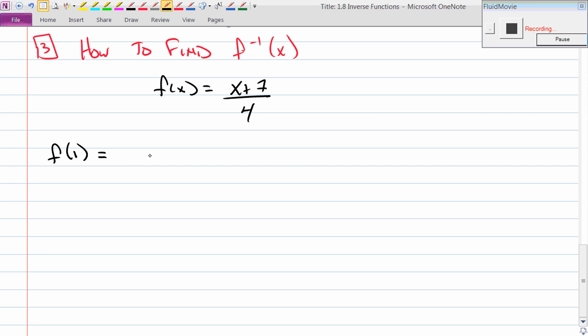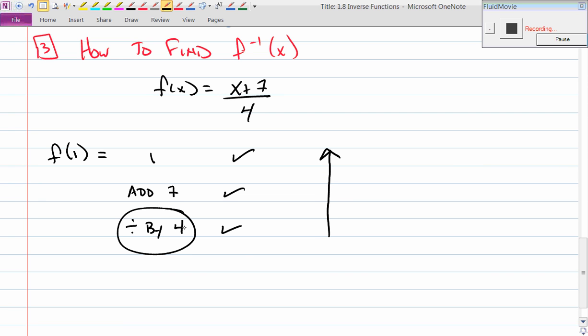So I'd have 1, and then my next step is I would add 7. You guys agree with that? And then the next step I would divide by 4. Now if I want the inverse of this, if these are my three steps, step 1, step 2, and step 3, then I want to go in the opposite order and do the opposite stuff. So what's the opposite of dividing by 4? I'm going to multiply by 4. So I'm going to take a number and multiply by 4.